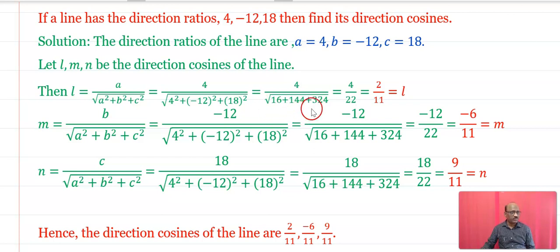Their sum, 16 plus 144 plus 324, is 484. And the square root is 22. Therefore, it is 4 upon 22, that is 2 upon 11. And this is L.